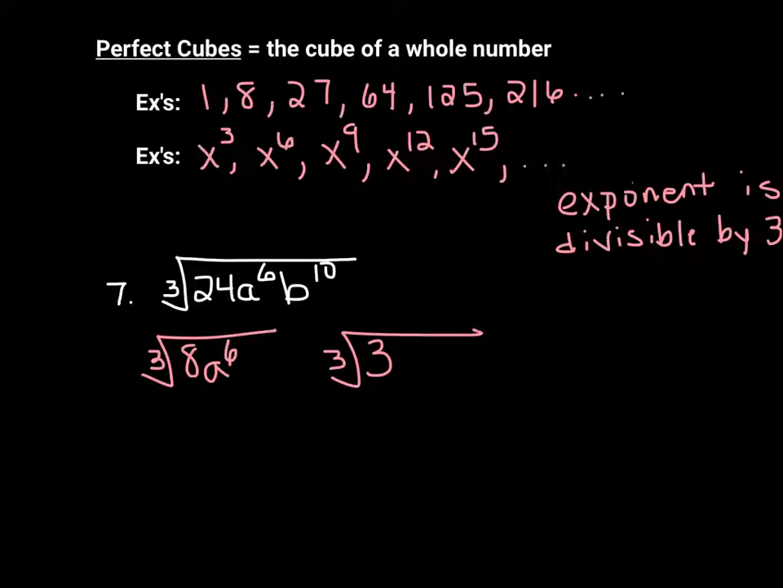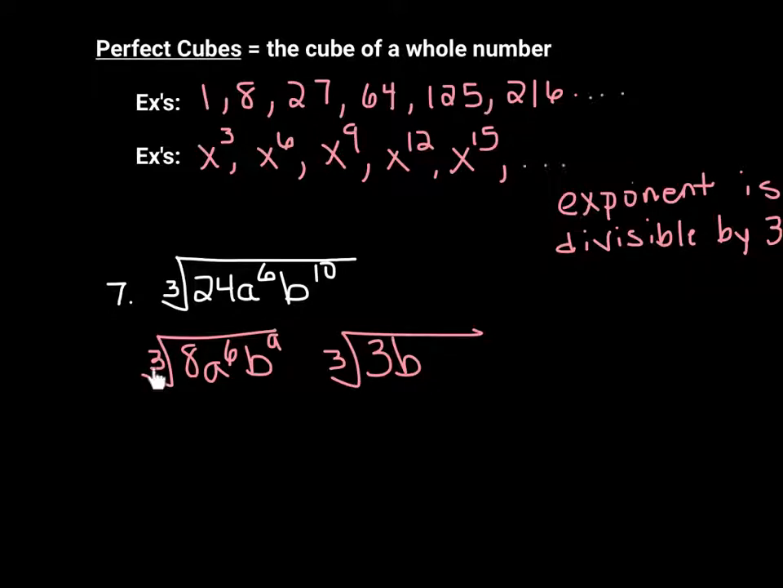So the biggest multiple of 3 that's less than 10 would be 9, so we can pull out a b to the 9th. b to the 9th is a perfect cube, and that's going to leave us with just one b left over to put here. All right, so now let's just simplify our first radical.